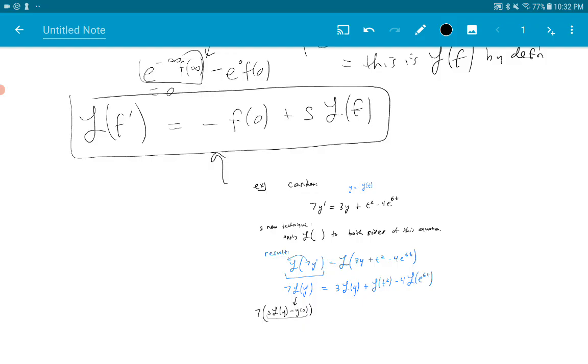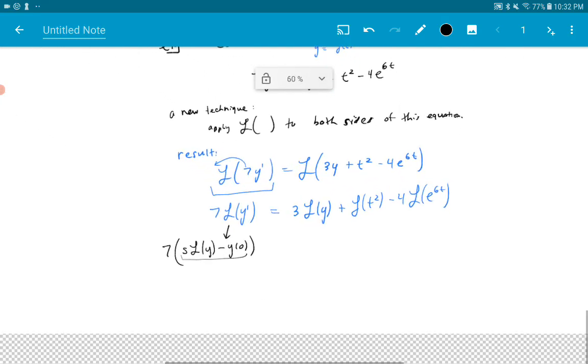We were using f prime instead of y prime, but that means the Laplace transform of y prime is s times the Laplace transform of y minus y of 0. It's the same thing, right? That's the same thing. Okay, so let's scroll back in.